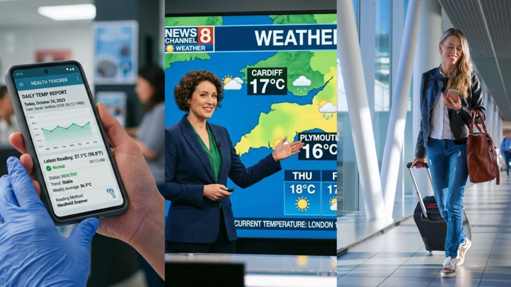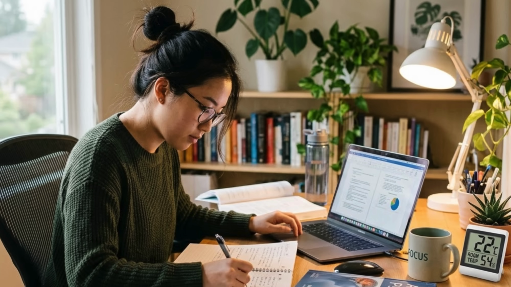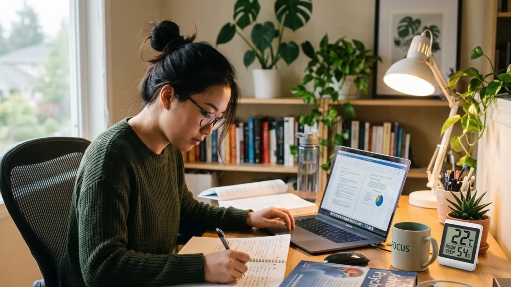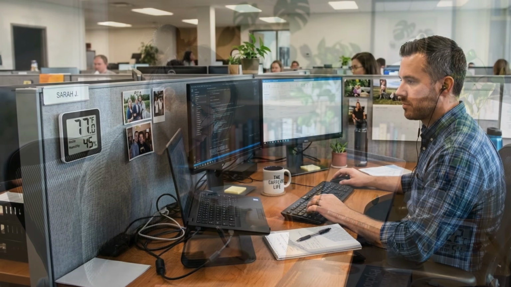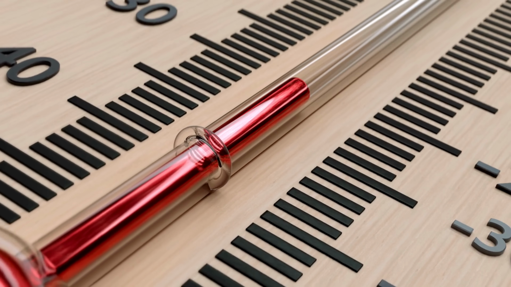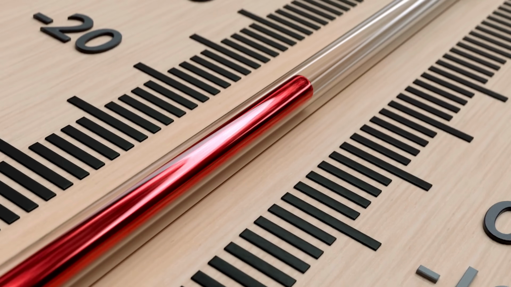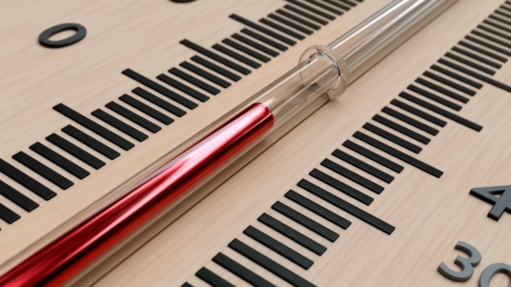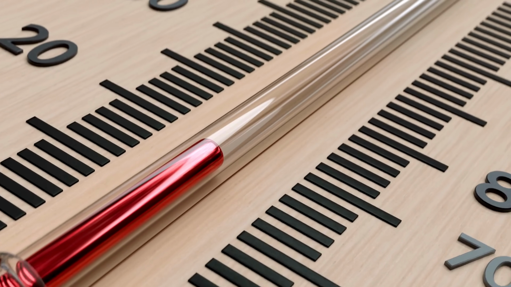Have you ever checked the temperature on your phone, watched a weather report, or traveled to another country and suddenly felt confused by the numbers on the screen? In one place, a comfortable day is 25 degrees, while in another, it's 77 degrees, and yet somehow they mean the exact same thing. It can feel like the world is speaking two different numerical languages for something as simple as how hot or cold it is.